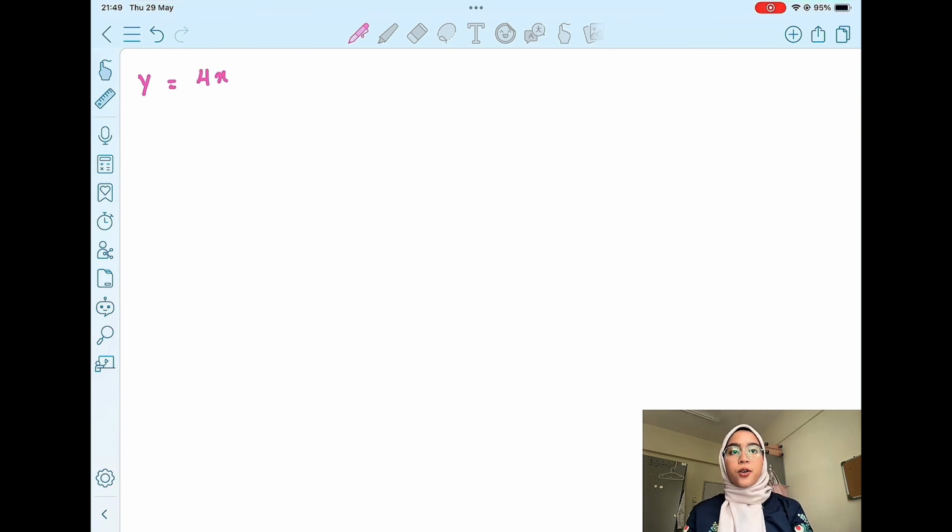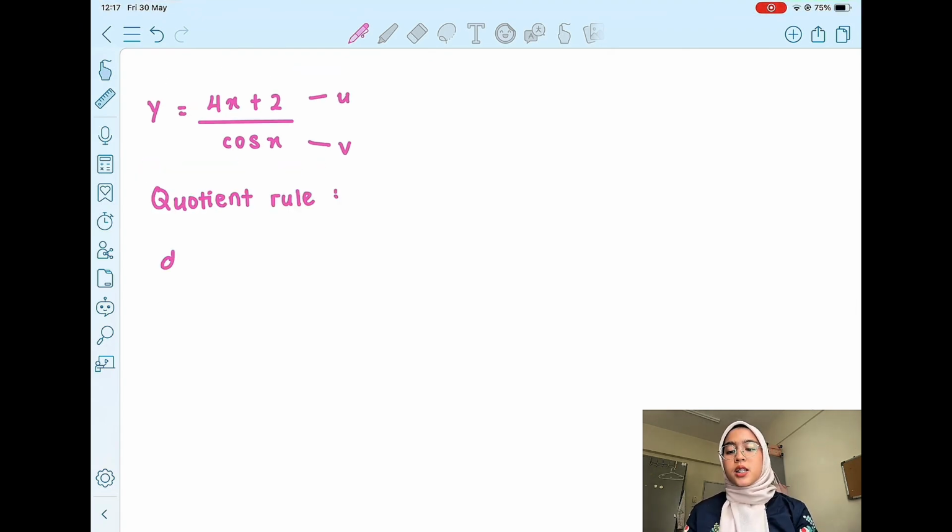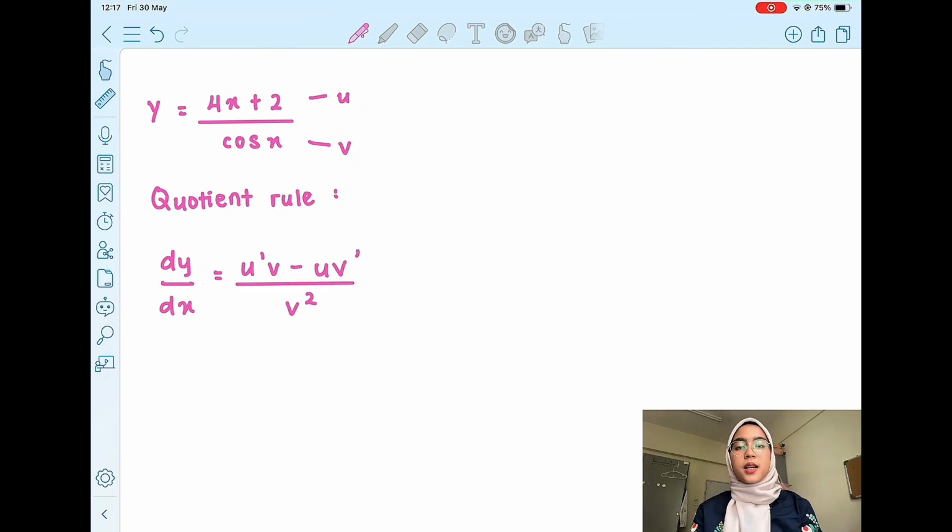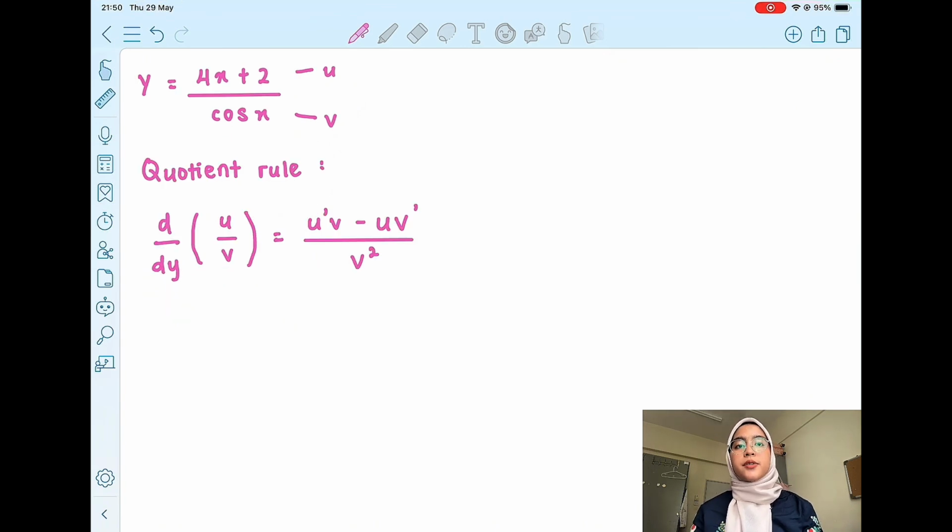Given y equal to 4x plus 2 over cos x. This time we have a quotient, a function divided by another function. To solve this, I use the quotient rule which is d over dx of u over v equal to u prime v minus uv prime over v squared. This is a quotient because the numerator u equal to 4x plus 2 depends on x, the denominator v cos x also depends on x.